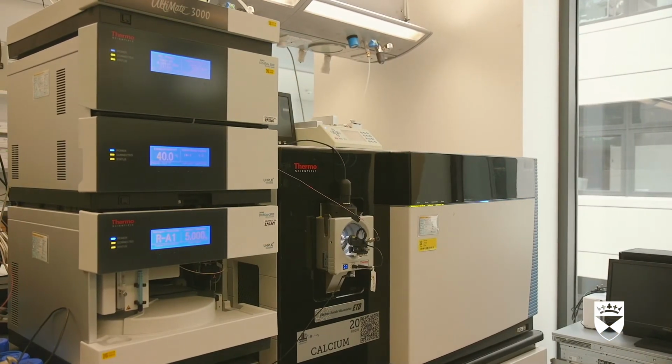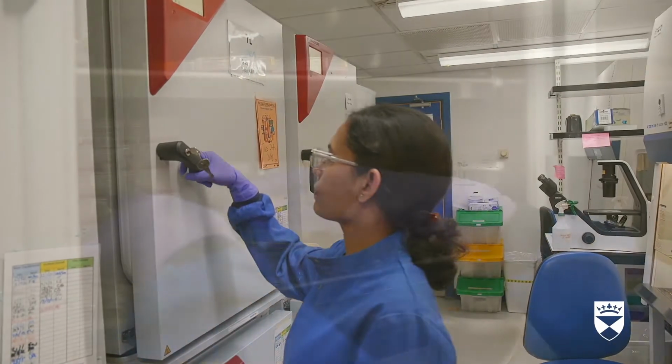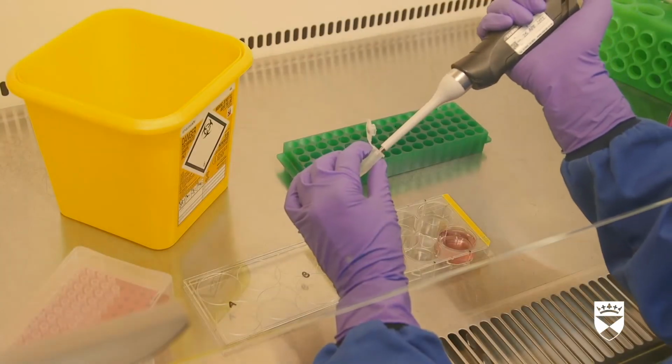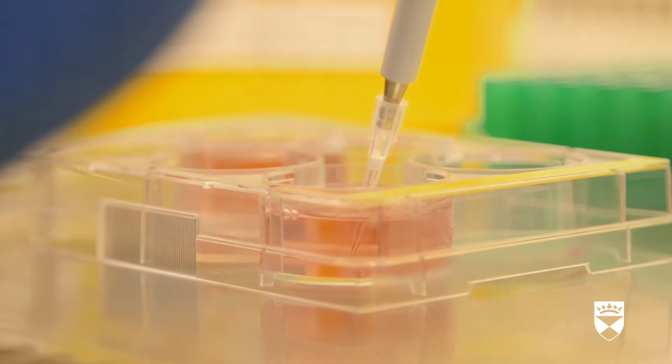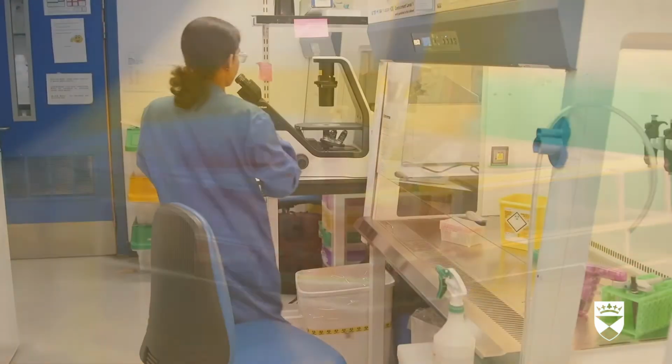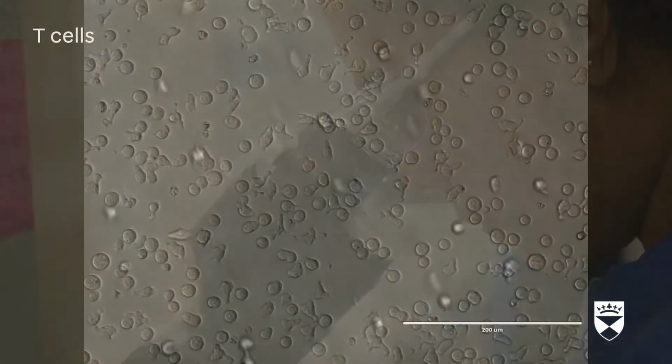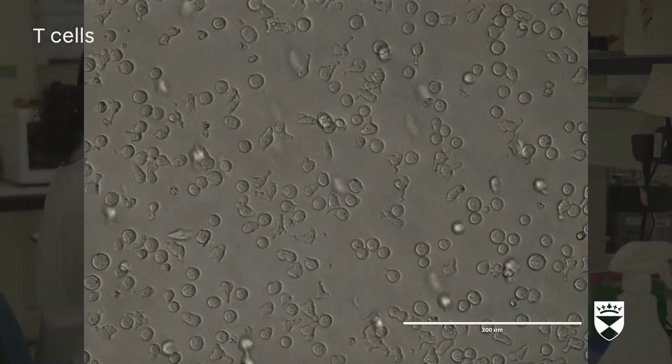A scientist removes a 6-well plate from a fridge. Some of the wells contain a pink-tinged liquid. She pipettes liquid from a tube and injects it into the liquid in the wells. The first step is to create an immune response. We do this by activating the immune cells with antibodies. She places the plate under a microscope and examines it. A grey, microscopic image shows T-cells. We are specifically interested in items called proteins that are made by the T-cell during the immune response.